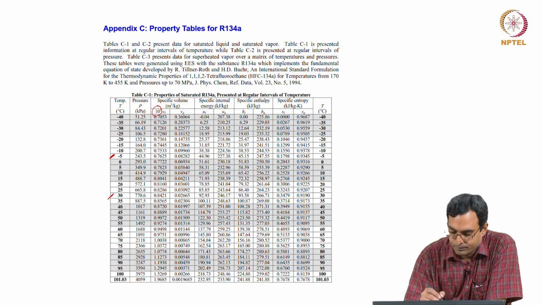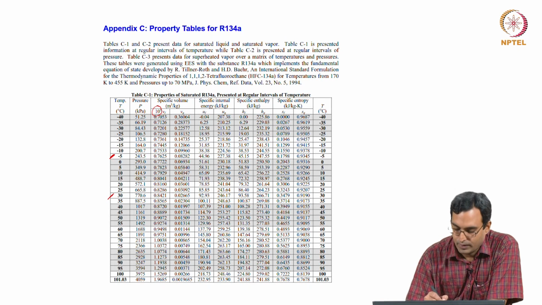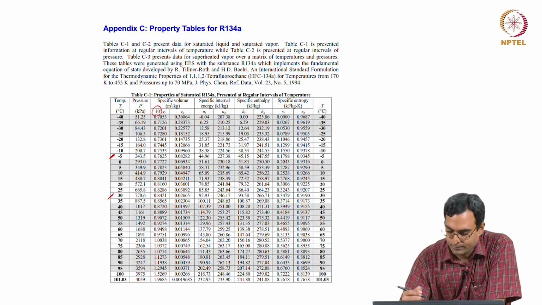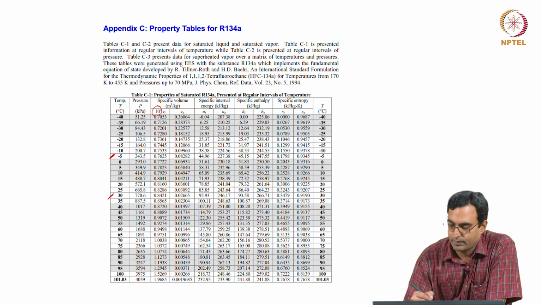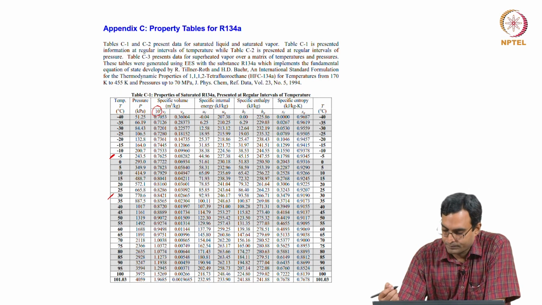Which means that if I am looking at this value 0.8421, I should take it as 0.8421 into 10 power minus 3, because after multiplying by 10 power 3, I get these values here. It has specific volume of vapors. It has specific internal energy UF, which is for the liquid, UG, which is for the vapor. It has enthalpy of liquid and vapor, entropy of liquid and vapor.